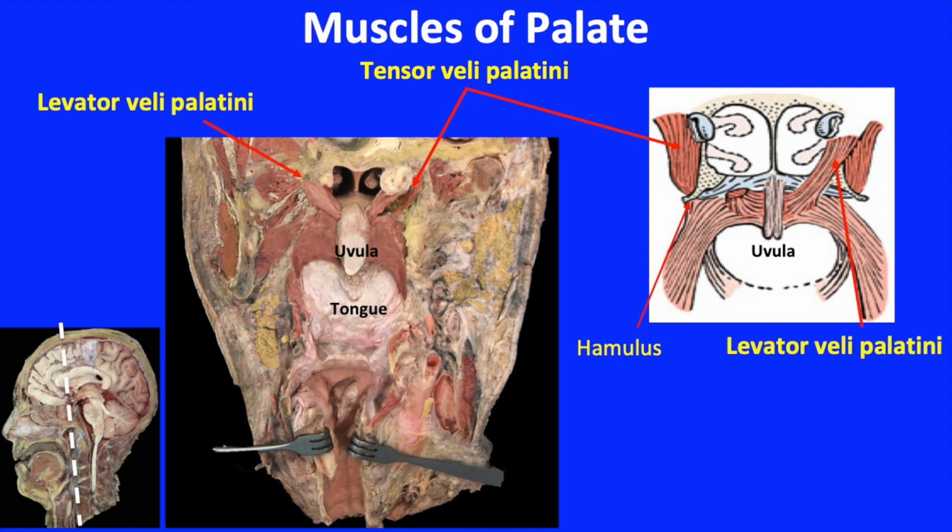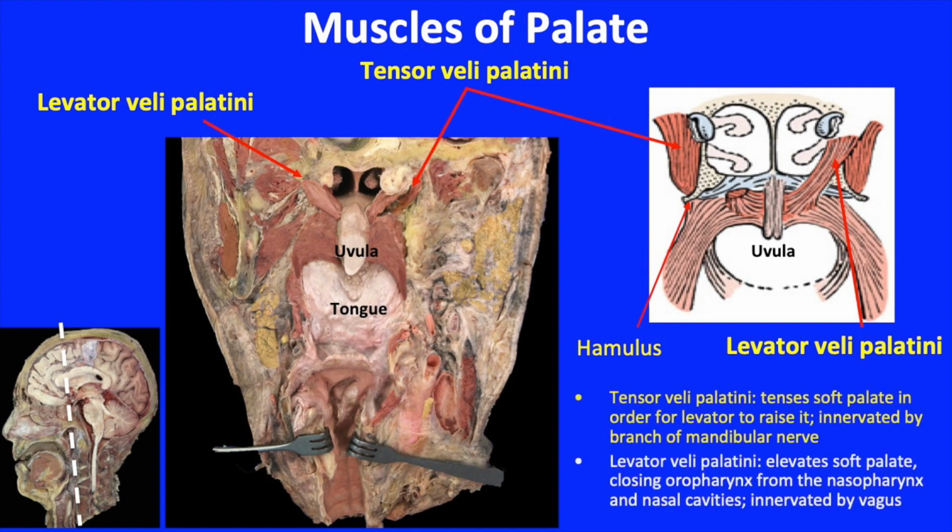The second muscle we need to label is the levator veli palatini. The tensor veli palatini tenses the soft palate in order for the levator to raise it. The muscle is innervated by a branch of the mandibular nerve. The levator veli palatini elevates the soft palate, closing partially the oropharynx from the nasopharynx and nasal cavity. Innervation is by the vagus.